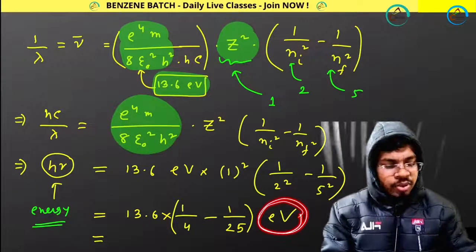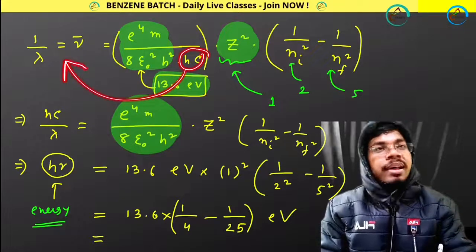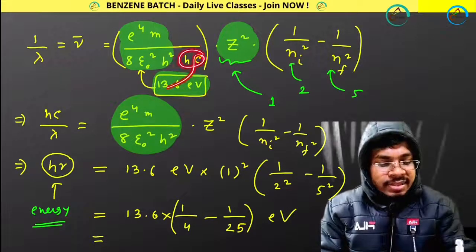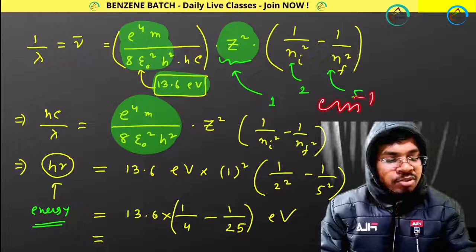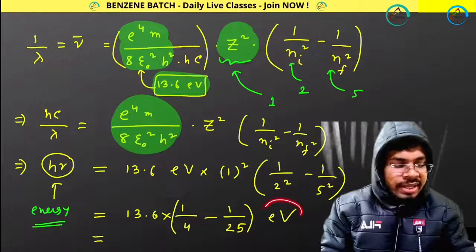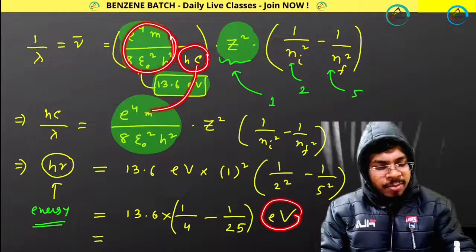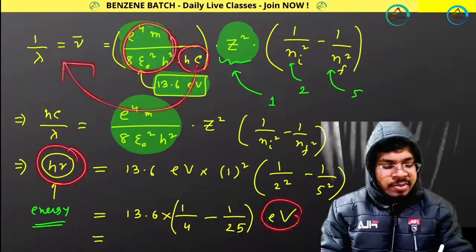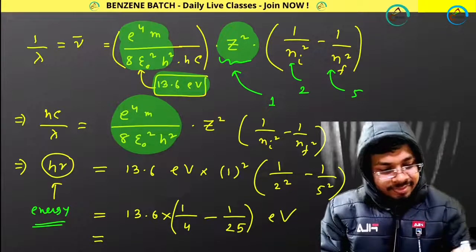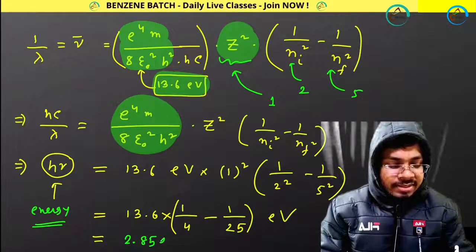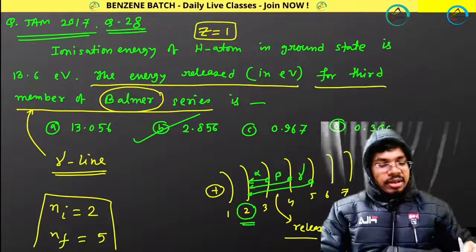If they ask you to calculate the value in centimeter inverse, then you don't need to bring this hc back over here. Just put the value of hc as well, and you will get your value in centimeter inverse or meter inverse. But they told you to get your value in electron volt, so I will be putting only this value. I will be multiplying this and making h nu, that means E, energy. 2.856 electron volt. That means option B is your correct option.